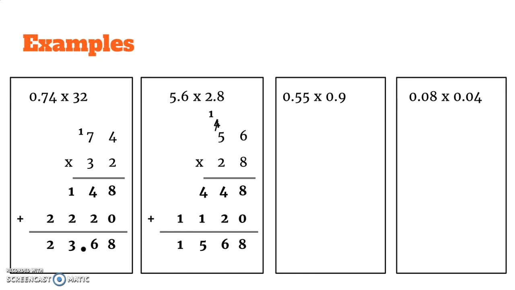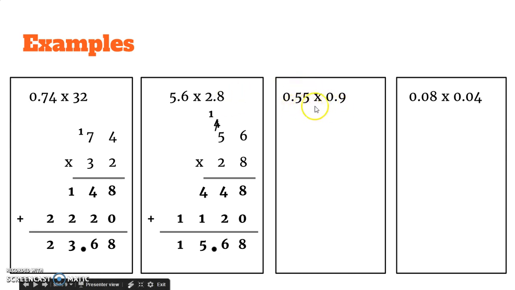And again, I look at my entire problem. In my entire problem, I have one number here and one number here, making 2 numbers behind the decimal point. So my decimal is going to go right there in between the 5 and the 6. My answer should be 15 and 68/100ths.